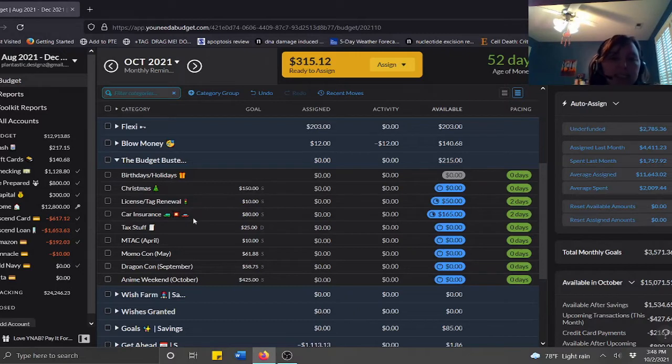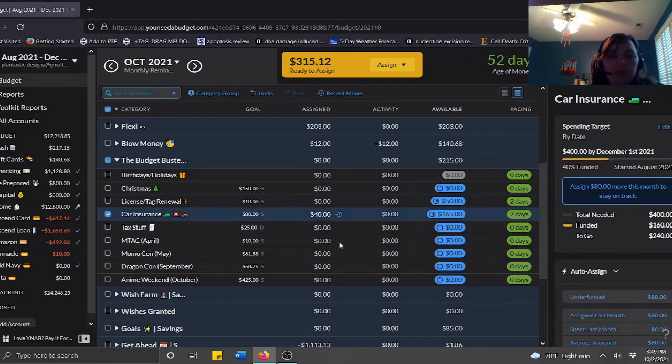Car insurance, I pay that every 6 months. So I'm going to go ahead and put 40 in here because I need $80 a month. And it'll tell you I need $400 by December because that's when it's going to be due, is in December. And I currently have $205 set aside for that.